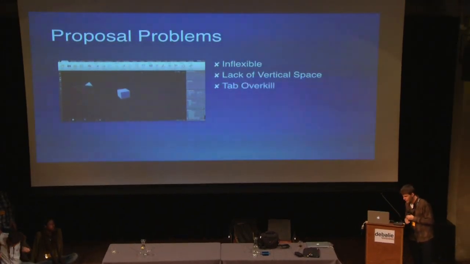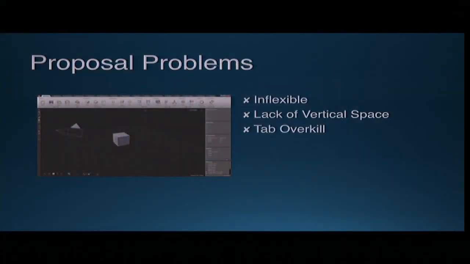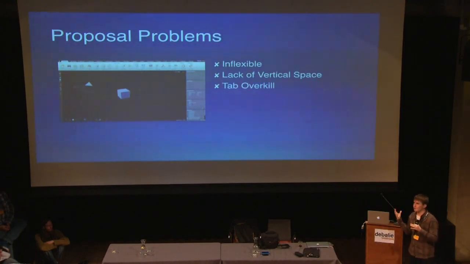Tab overkill. Basically, I made a tab for every single task. There was tabs in there for weight painting and all sorts of different things like that. Little tiny task having a tab, and having that all laid out across your header there would be problematic because it's just going to fill up the whole thing, and there's no real structure to it.